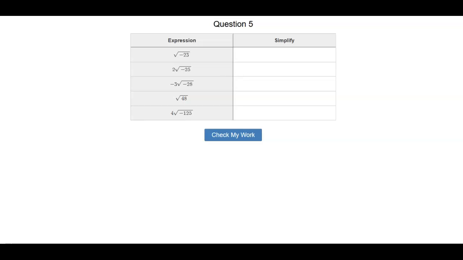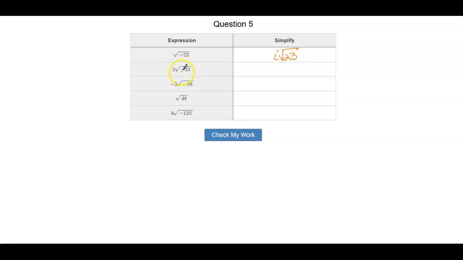Question 5, we just want to simplify each expression. So remember that any time there is a negative sign underneath the radical, all that tells us is that this is an imaginary number. And so we would just do i square root of 23.